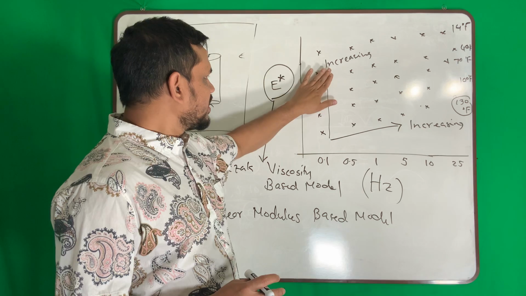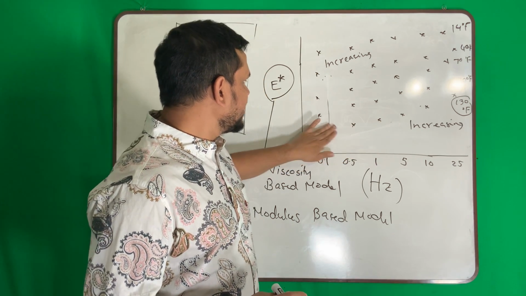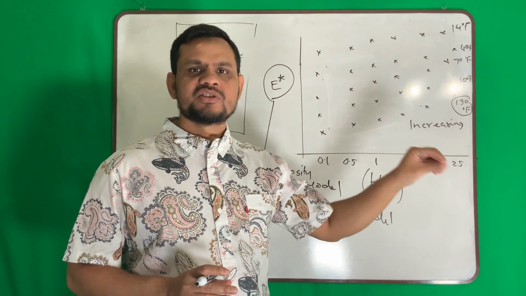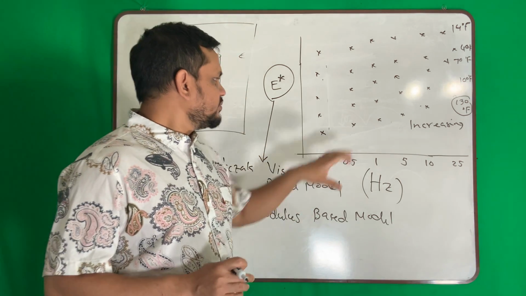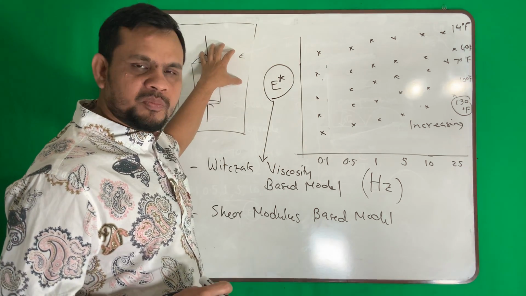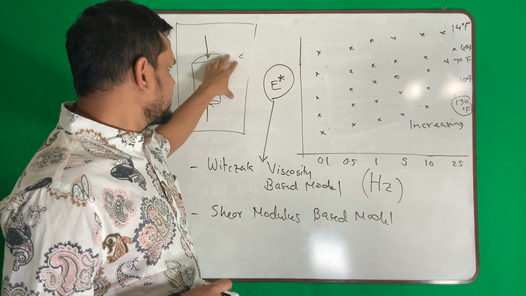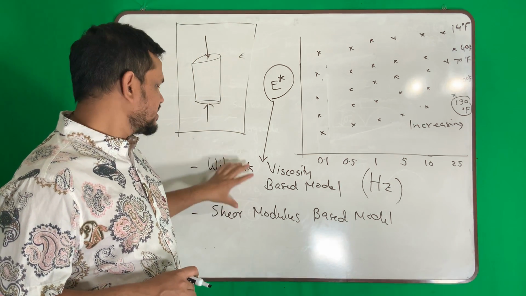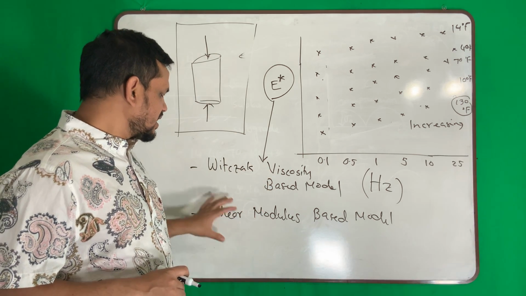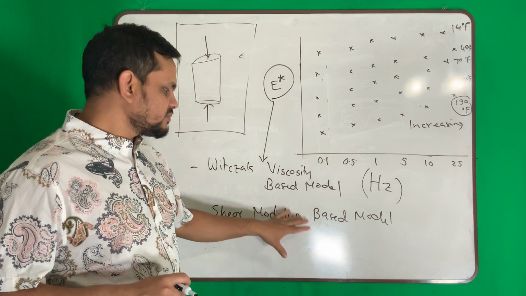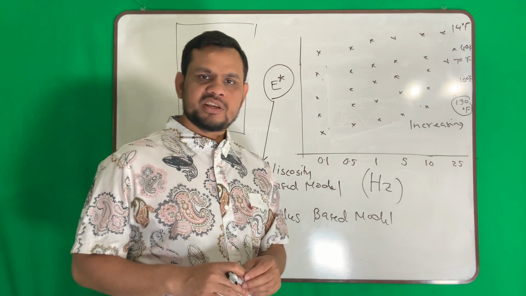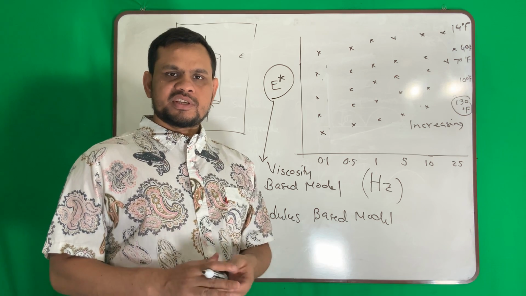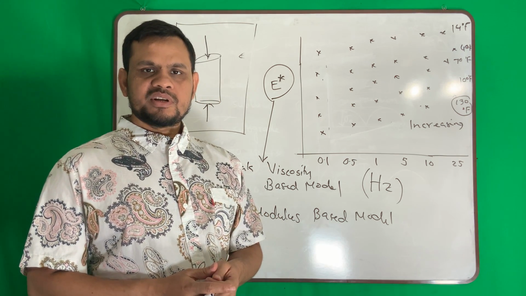And then after this we plot it, and when we design pavement, we need to input this value in the software. And something else, if we do not have this equipment, or it takes a lot of time, we can use two equations: the Witczak viscosity based model and the shear modulus based model. These are the two popular equations we can use to calculate E star. Okay, so today up to this, in the next video we will see another property of asphalt concrete.